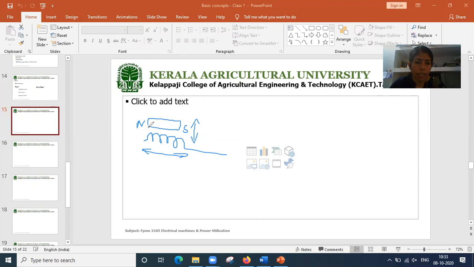What happens? The magnetic field lines linked with the coil will vary. That means we are changing the magnetic field linked with that coil by moving the magnet, or we can move the coil. There are two methods: if we move the magnet or if we move the coil, we can change the magnetic field.